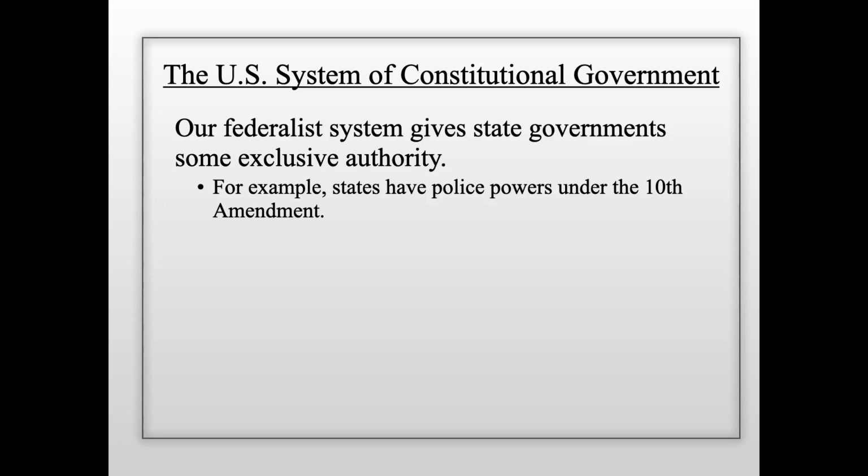Andrew Cuomo issued an executive order that told people that they should stay home and that they should only leave home in order to conduct essential business like going to the doctor, buying food.